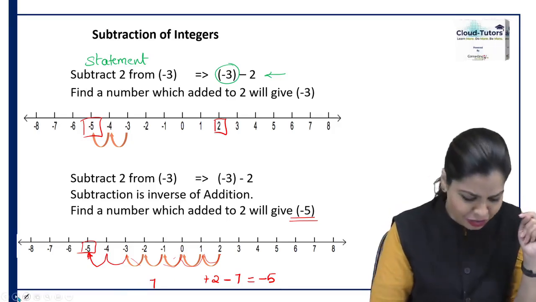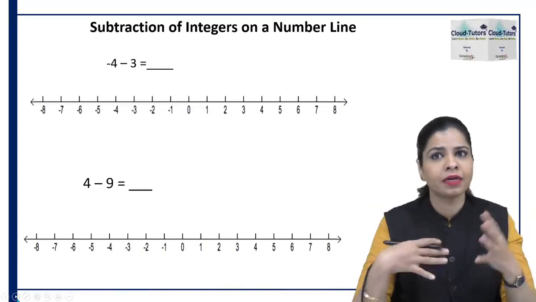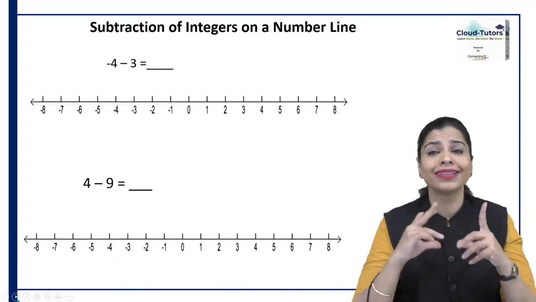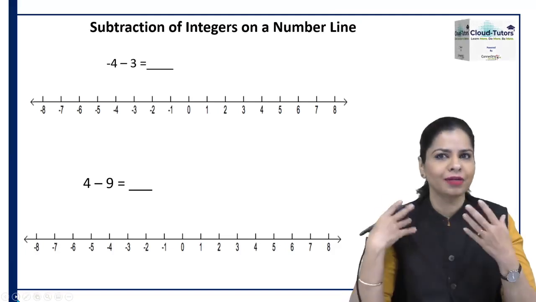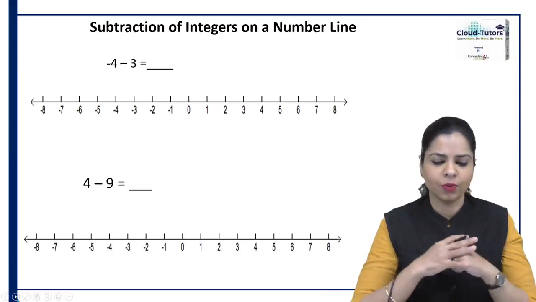Following, right? Good job. Good going. So let's do a few calculations on the number line to make our concept stronger. So negative 4, negative 3 is equal to what?